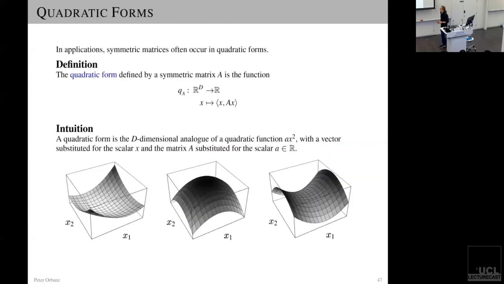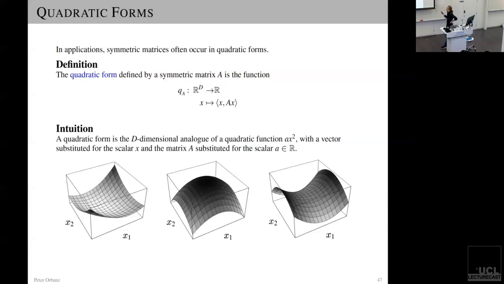Okay. So now, in applications like Gaussians, for instance, symmetric matrices often occur in the shape of a quadratic form. What that means, very simply, is that a quadratic form is a map from R^d to R, and it takes the scalar product of a vector with itself and inserts this matrix in between, right? So it's x transpose A x, if you will.